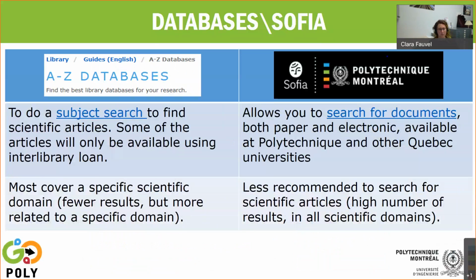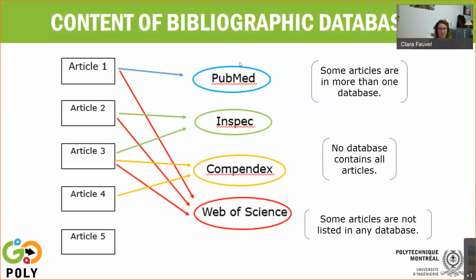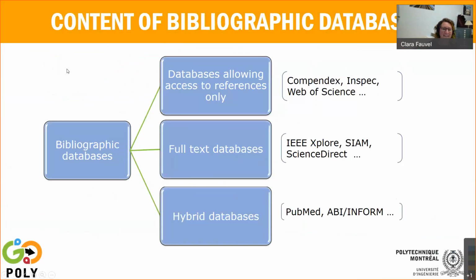Okay, so let's go back to our presentation. Here is a little diagram to explain the content of the bibliographic databases. So we have some databases where you have access to references only. We have some databases where we have access to the full text, and we have some hybrid databases. When you see full text database, it doesn't mean that we have access to everything that is in the database, but it's about the full text of the articles. So here it's the references only. You don't have the full text access right away. And this one here, you can find it right away. So this is the difference between those two.